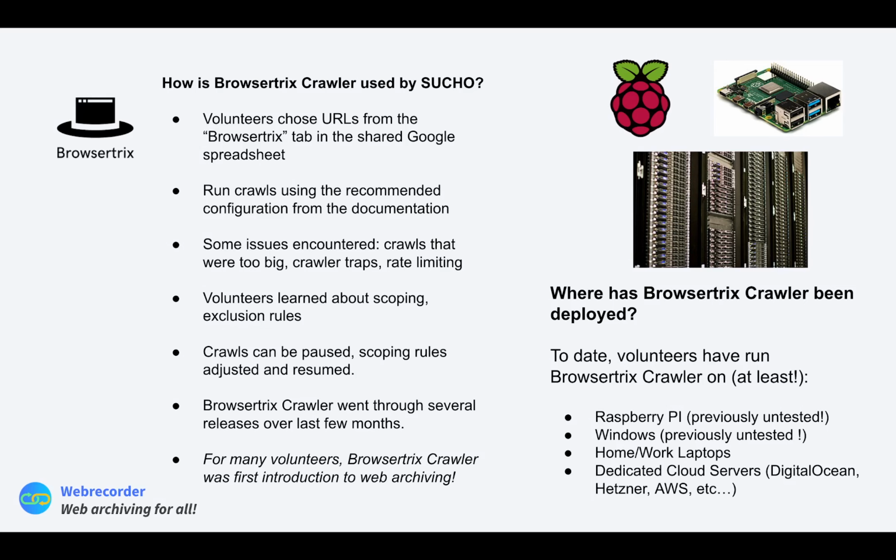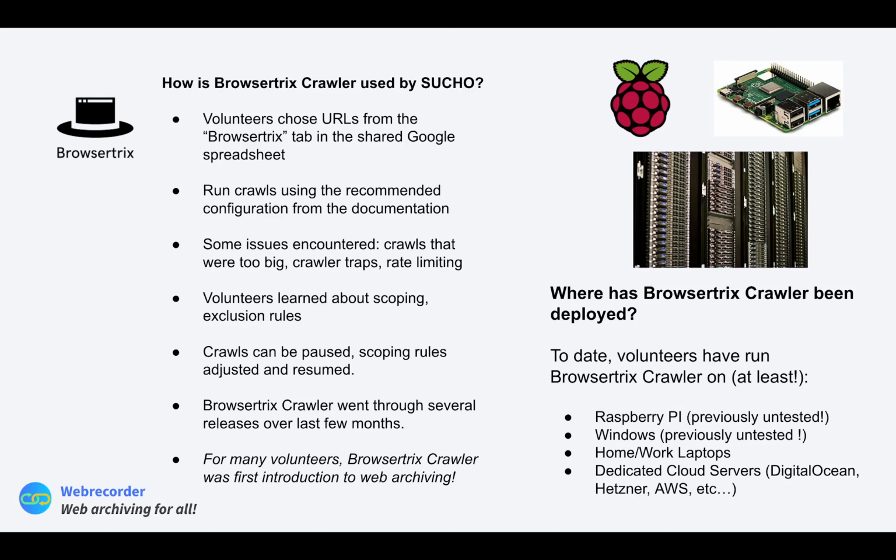Volunteers also learned about scoping rules and exclusion rules and how to adjust them. One feature of Browsertrix is that crawls can actually be paused, scoping rules can be adjusted, and then the crawl can be resumed. And we went through several iterations of development to make that process smoother, to allow adjusting scoping rules essentially on the fly and continuing the crawls. And for many volunteers, Browsertrix was the first introduction to web archiving, which is really great to see.